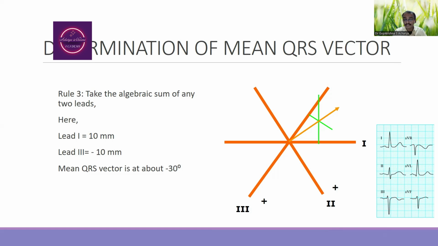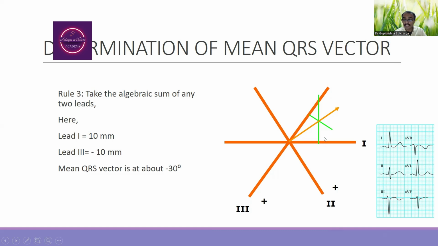In this small inset image, lead 1 is having a 10 mm deflection, whereas lead 3 is having minus 10 mm deflection. That has to be depicted in the hexaxial reference system. Suppose this is the plus 10 for lead 1, we have to jot it down. Whereas in lead 3, it is minus 10. This is considered to be the positive half of lead 3, and this is considered to be the negative half of lead 3. That's why we have jotted it down at minus 10.